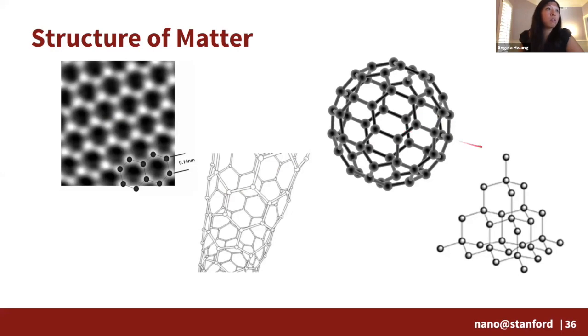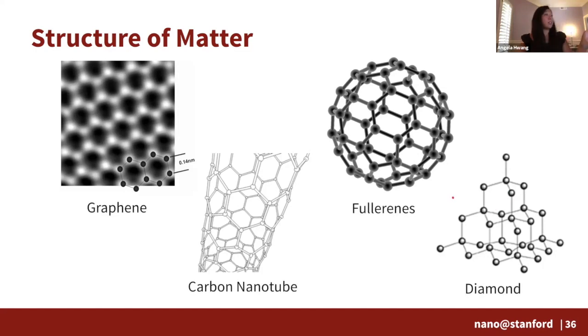carbon. And then over here is a girl's best friend, right? Or I guess, I don't know. Well, anyway, it's not my best friend. My best friend is my dog, but this is a diamond structure.